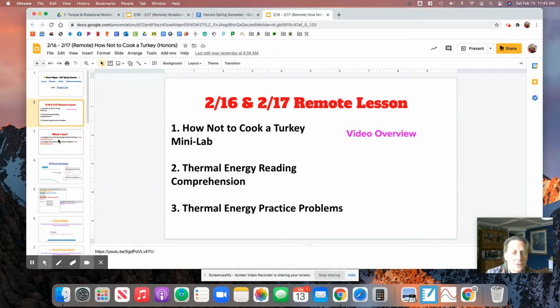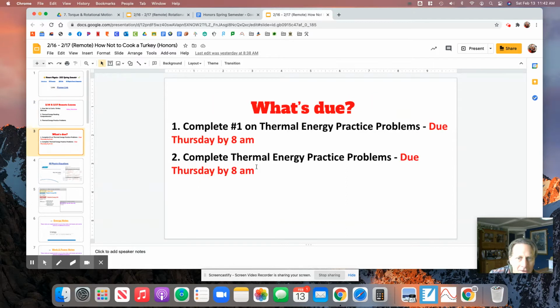So as far as what to do today, we are going to be working on that single practice problem number 1, and then also the reading. You're going to be working on the reading to go with that too.